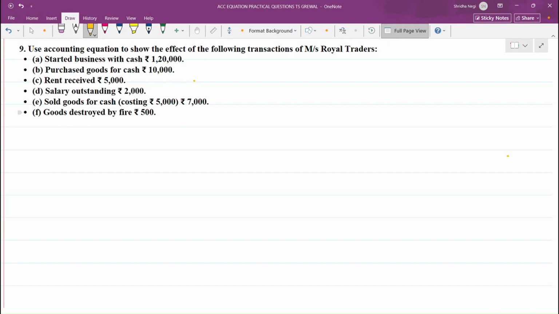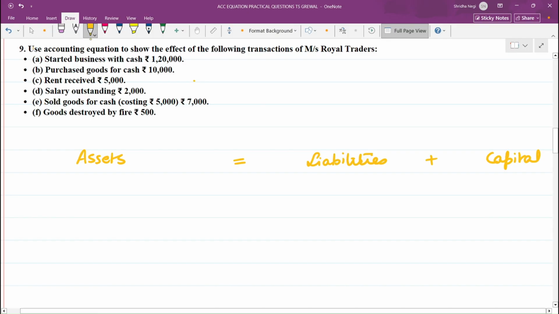Okay. Now the ninth question. Again you have to make the accounting equation. So first let us write assets is equal to liabilities plus capital. ठीक है. First A वाला. Now leave the first line, sorry. Leave the first line. Okay, be careful. तो अभी what will come here? A.